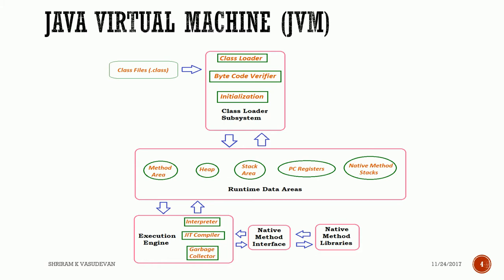Now linking is all about verification, preparation and resolution, where symbolic references will be replaced with direct references. We need not worry about this much right now. We can go deeper into it sometime later. Just understand that the first process is loading, where we collect information. We make sure that the generated .class file is converted to a binary file. All those processes happen in the class loader. Then it is all about linking. The linking will make sure that everything we have done is correct. Verification is all done.